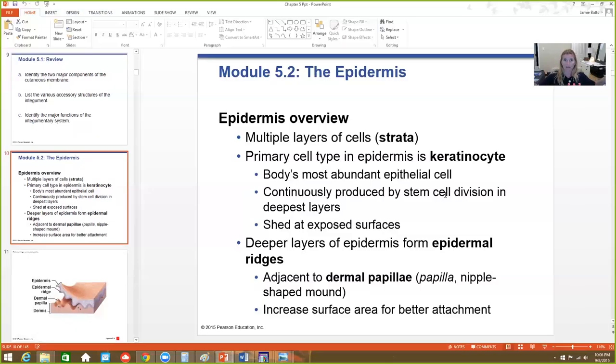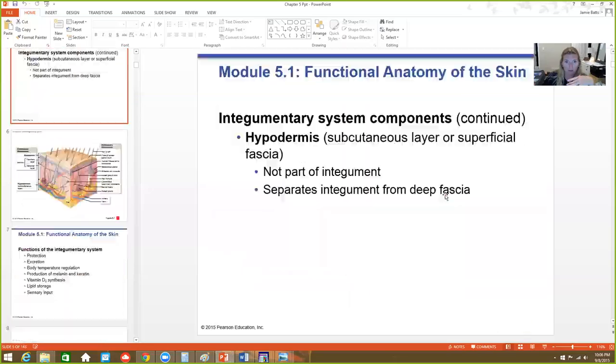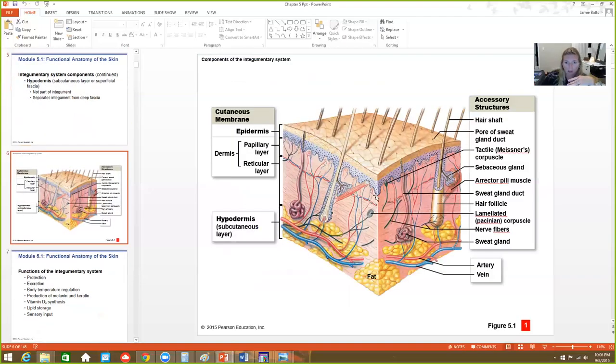It's dead skin cells. Some weird statistic, like 70% of all of the dust in your home is just coming from your dead skin cells. Gross. All right, the deepest layers of the epidermis form those epidermal ridges, and I'll flip back briefly so you can see those. Oops, here they are. See those ridges? That's what we're talking about, epidermal ridges.